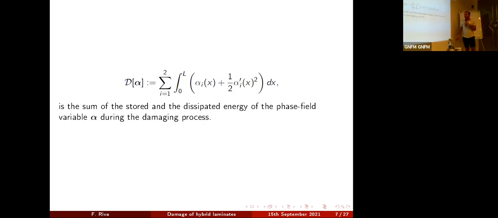The second one is the energy stored and dissipated by the damage variable during this process. Also here we have the sum, because we have the two bars. The first linear term represents the energy dissipated during the damage process. The second one is the stored energy of the damage variable. This is classical. Is there a square?